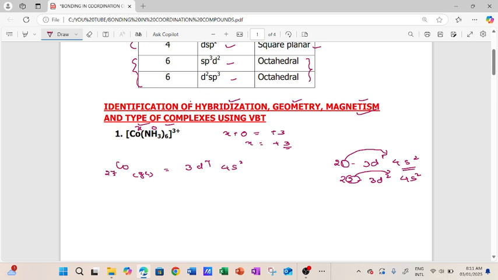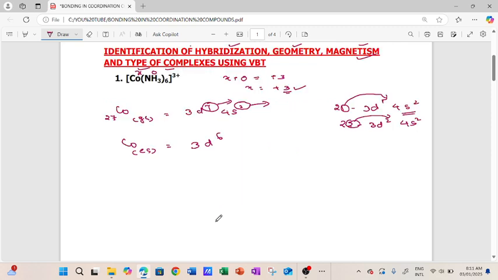Now you write cobalt in the excited state configuration. Excited state here means by losing 3 electrons. Why? Because it has an oxidation state of plus 3. So 3 electrons are lost in total, 2 from 4s and 1 from 3d. It results in 3d6 as the configuration. Now we start the orbital diagram by using the 3d6 configuration.